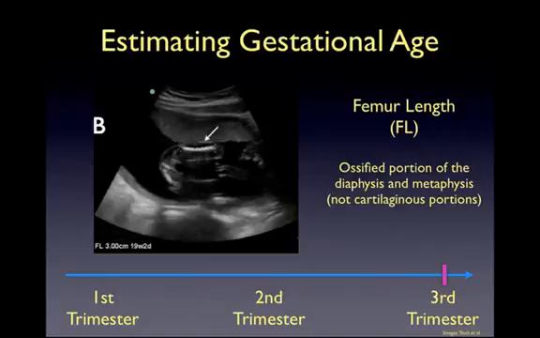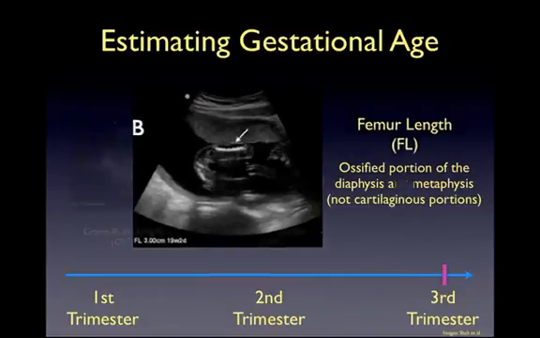Measurements done during the first trimester of pregnancy are considered to be the most accurate in estimating gestational age, to within 1 to 2 weeks, compared to measurements taken in later trimesters, which can be accurate to within 2 to 3 weeks depending on the trimester.